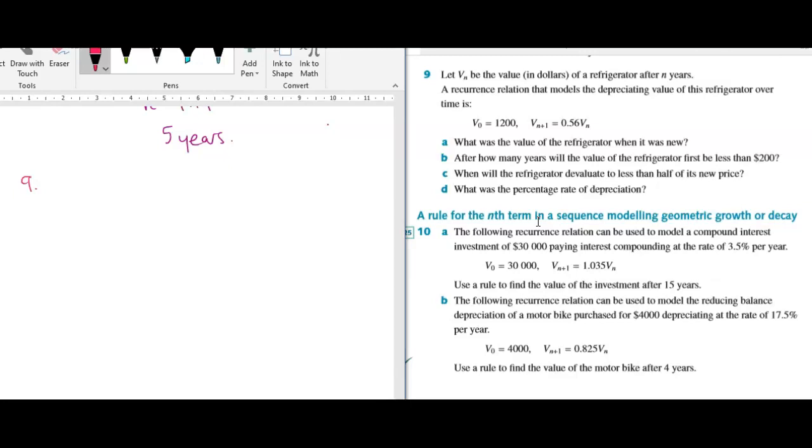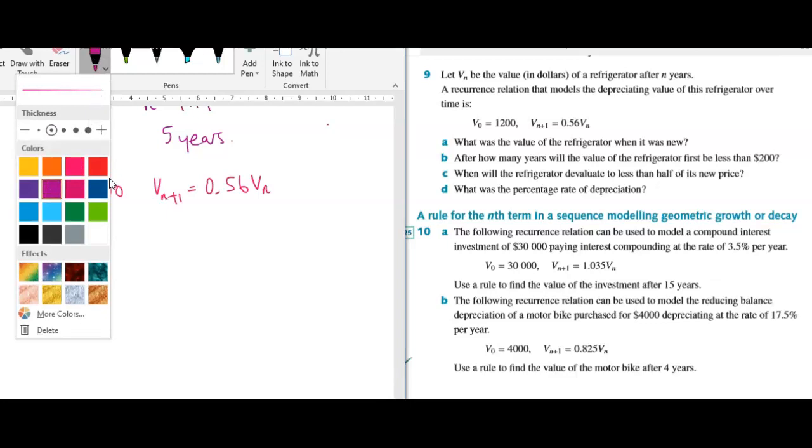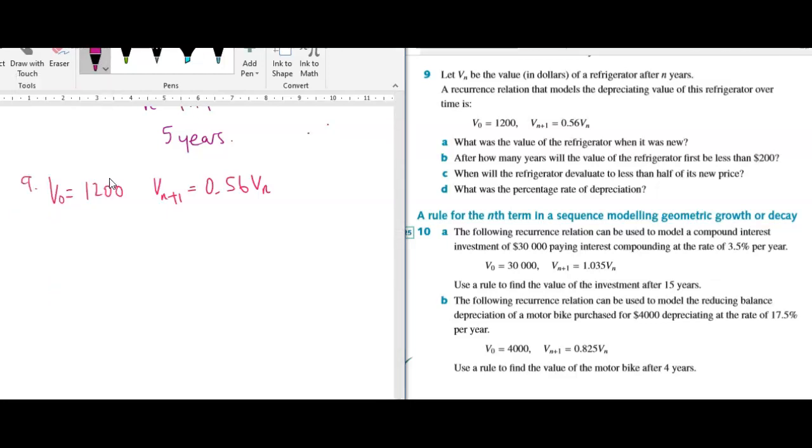Let Vn be the value in dollars of a refrigerator. That's exciting. A recurrence relation that models this. Okay, so we get the gist. V0 = 1200, Vn plus 1 equals 0.56 Vn. Okay, so this is quite an interesting question because I think it's going to ask the rate of depreciation. Cool. So what was the value of the refrigerator when it was new? V0, that's when it was new, 1,200. B, how many years will the value of the refrigerator first be less than 200?